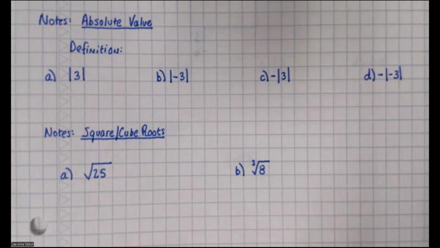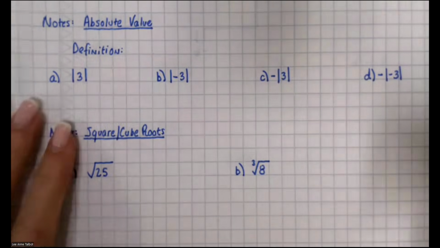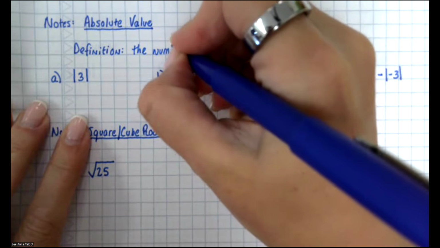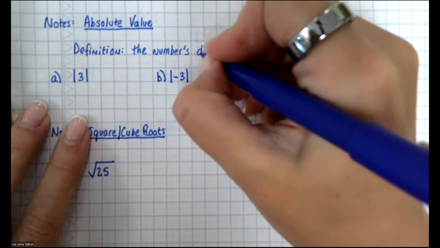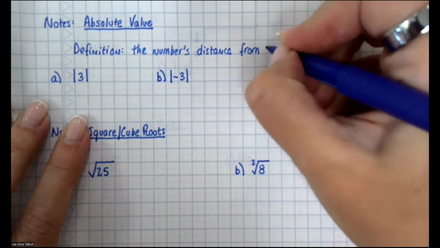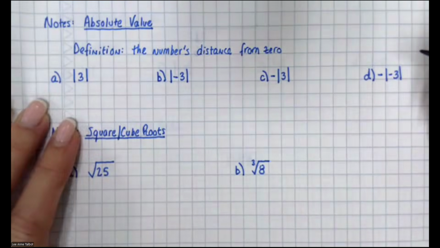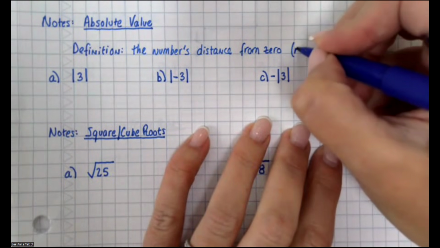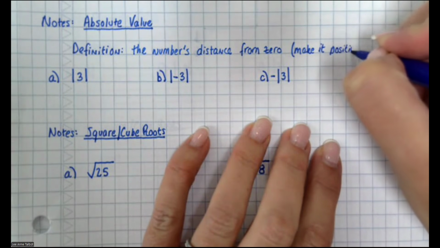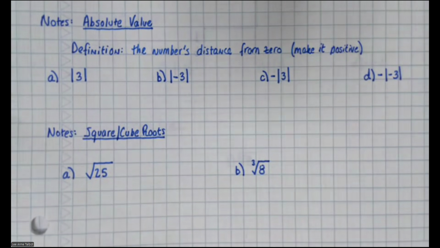So absolute value definition, we talked about that yesterday. The number's distance from 0, which means that we're going to make it positive. So if it's already positive, it stays positive. And if it's negative, it becomes positive.